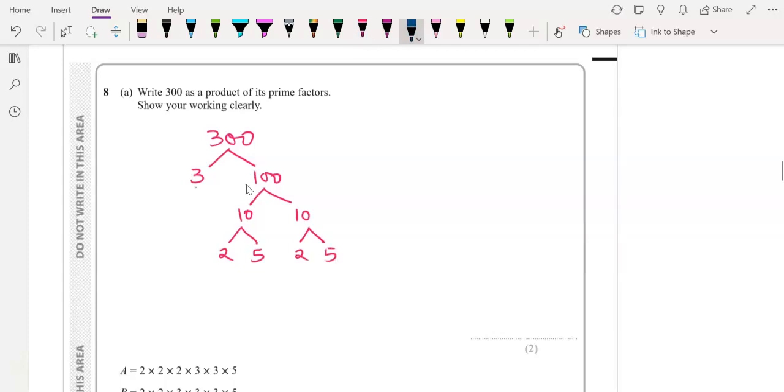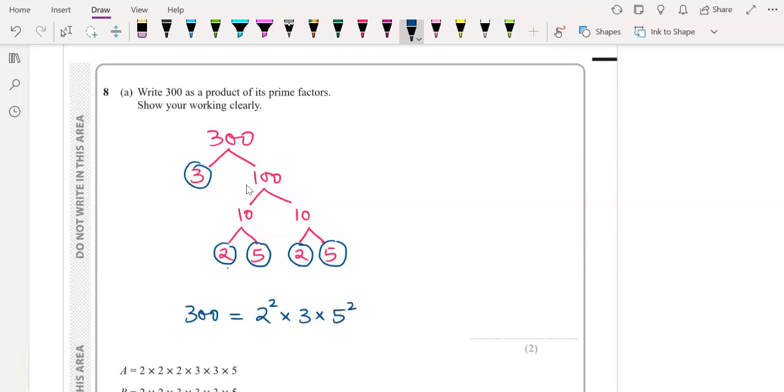Circle all the numbers which don't have any branches below them, and we need to make sure that these numbers are all prime numbers. So the number 300, we can write it as 2 squared, times 3, times 5 squared.